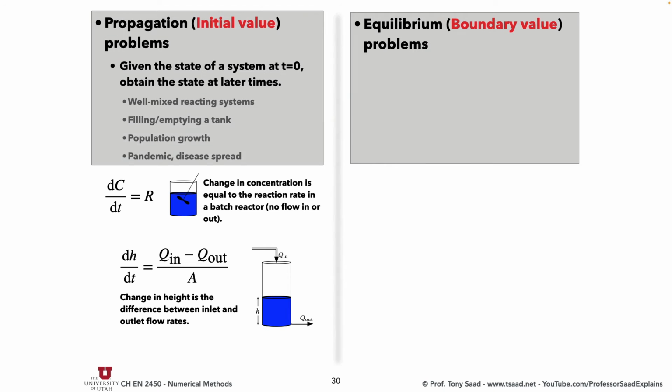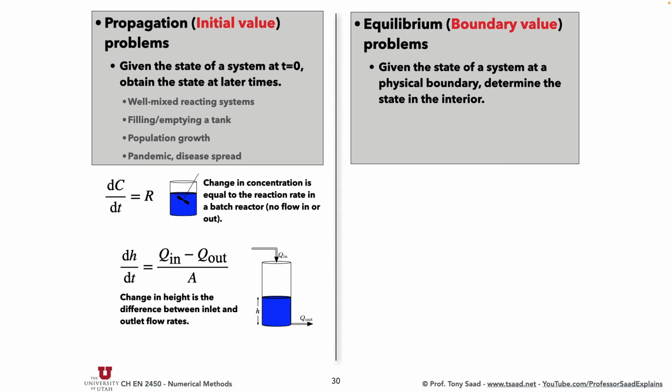And other things, population growth, pandemic, disease spread, we're going to develop a pandemic model together for COVID, for example, and how it was spread, et cetera. And that is only going to be an initial condition problem. Now, boundary value problems, you are given the state of the system on the boundaries. Okay, so again, this coffee mug or the wall, the temperature on the outside and the temperature on the inside.